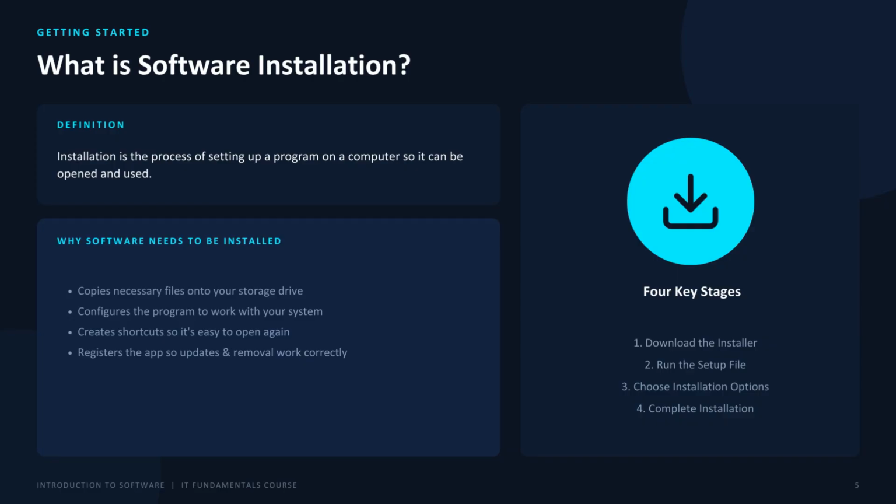It copies necessary files onto a storage device, configures the program to work with your system, creates shortcuts so it's easy to open again, and registers the app so updates and removal work correctly. Four key stages: download the installer, run the setup file, choose the installation options, complete installation.